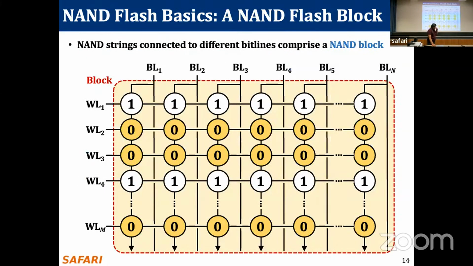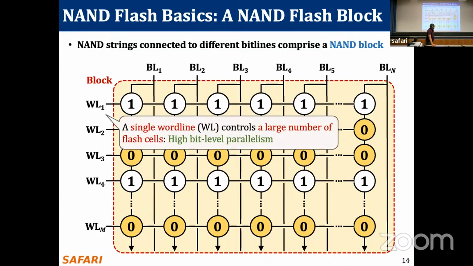So let's look at the organization of a NAND flash block. Here we see that in a NAND flash block, we have a bunch of bit lines, and a NAND string is connected to each bit line. And these flash cells are connected in the horizontal direction, and that is called a word line. And a word line typically forms a NAND page, which is where the data is stored. And these cells connected horizontally form a word line.